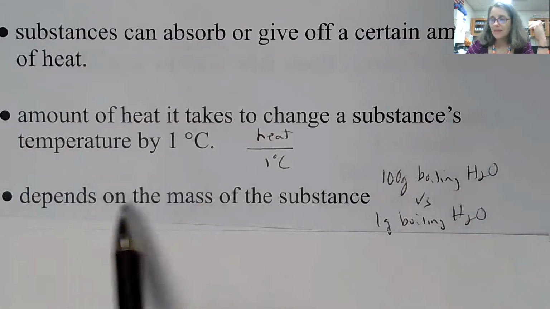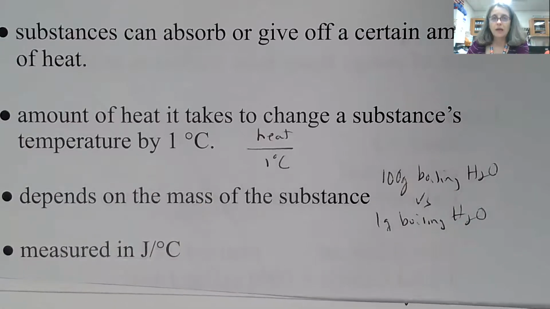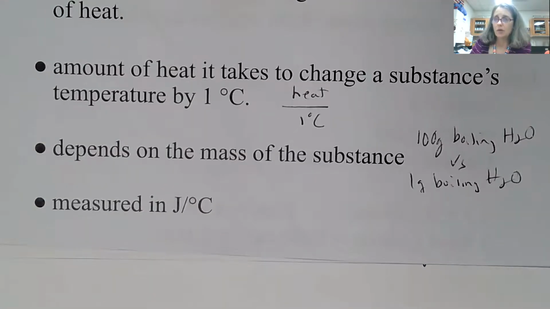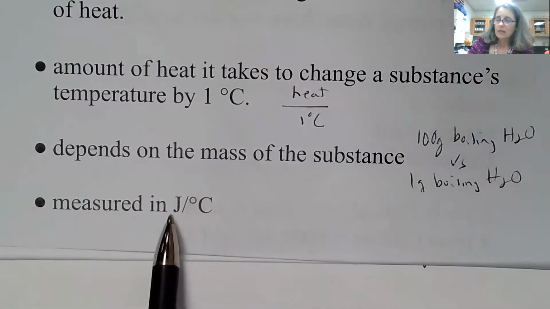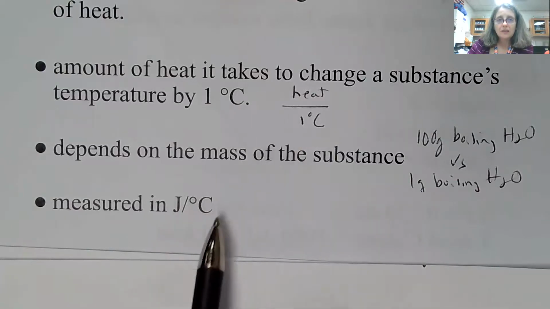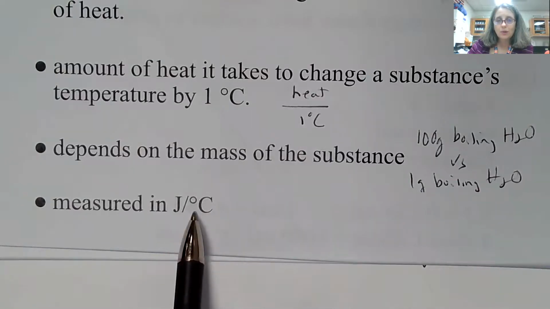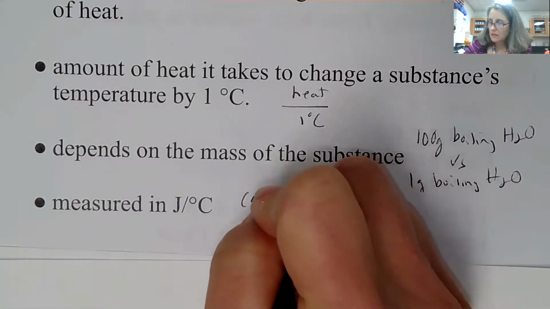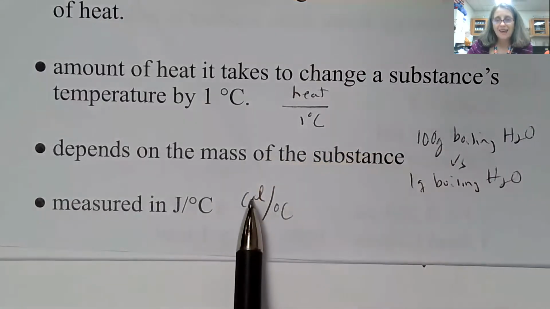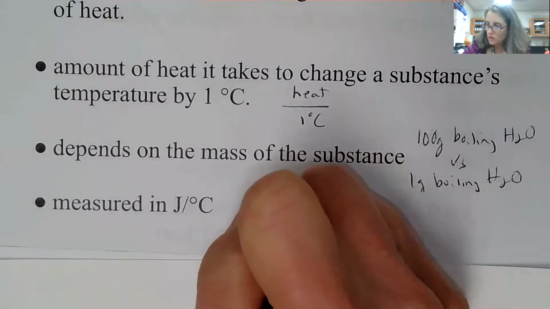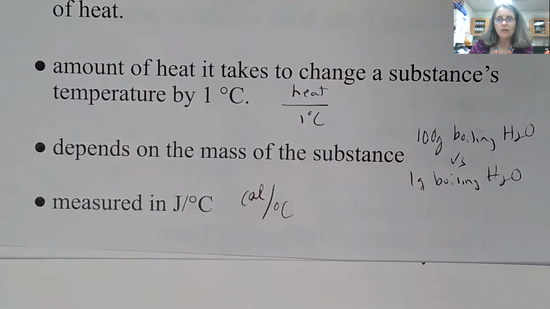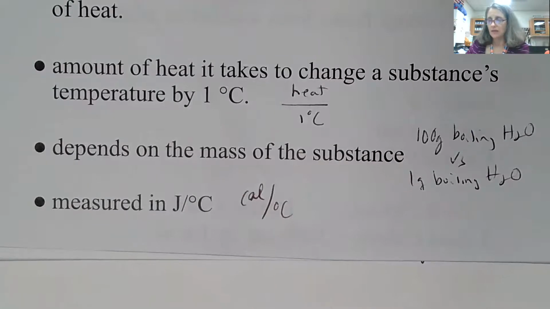So heat capacity is going to show up in a couple cases, but it's not as useful as what we call specific heat capacity. Since it is heat over degrees Celsius, the unit is joules per degree Celsius, or you can see some of these units of calories. We just use joules more often, but you can have a calorie per degree Celsius for your unit of heat capacity as well.